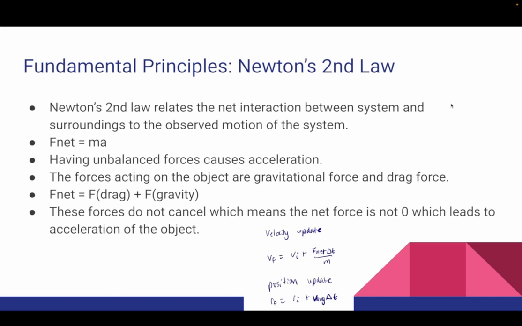One of the fundamental principles is Newton's second law. It relates the net interaction between the system and surroundings to the observed motion of the system. The formula for it is F equals ma. Having unbalanced forces causes acceleration, and in this experiment, the forces acting on the object are gravitational force and drag force. These forces do not cancel, which means the net force is not zero, and this leads to acceleration of the object. And here's the velocity and position update.